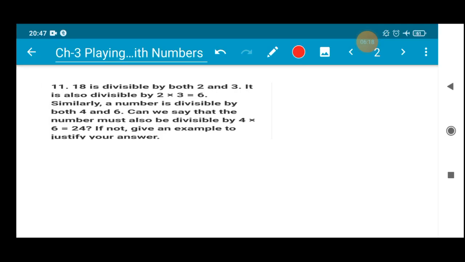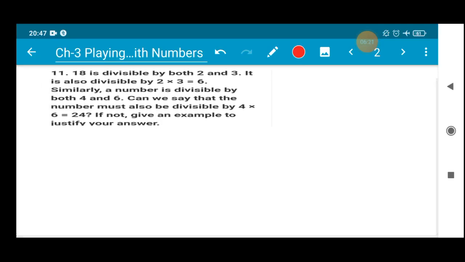Okay, proceeding to the next question, question number 11, quite a lengthier one, but you need to understand this. 18 is divisible by both 2 and 3. Let me write here whatever is explained in the question.